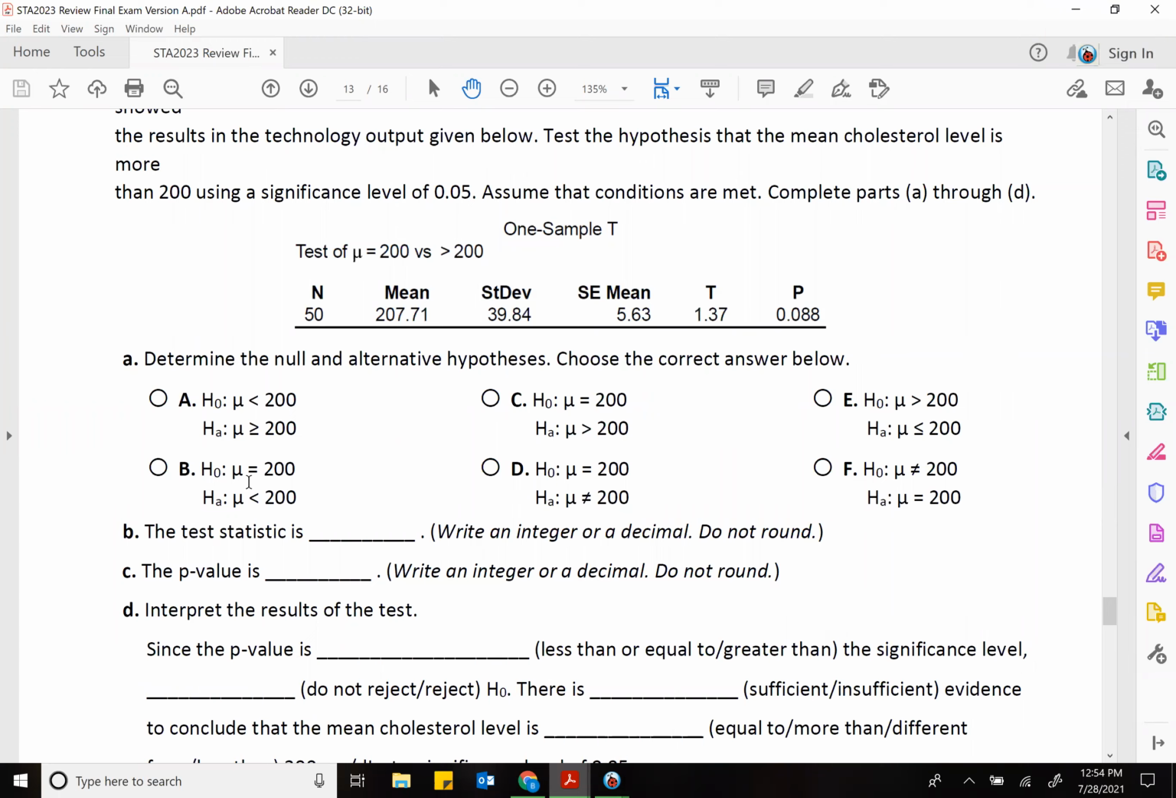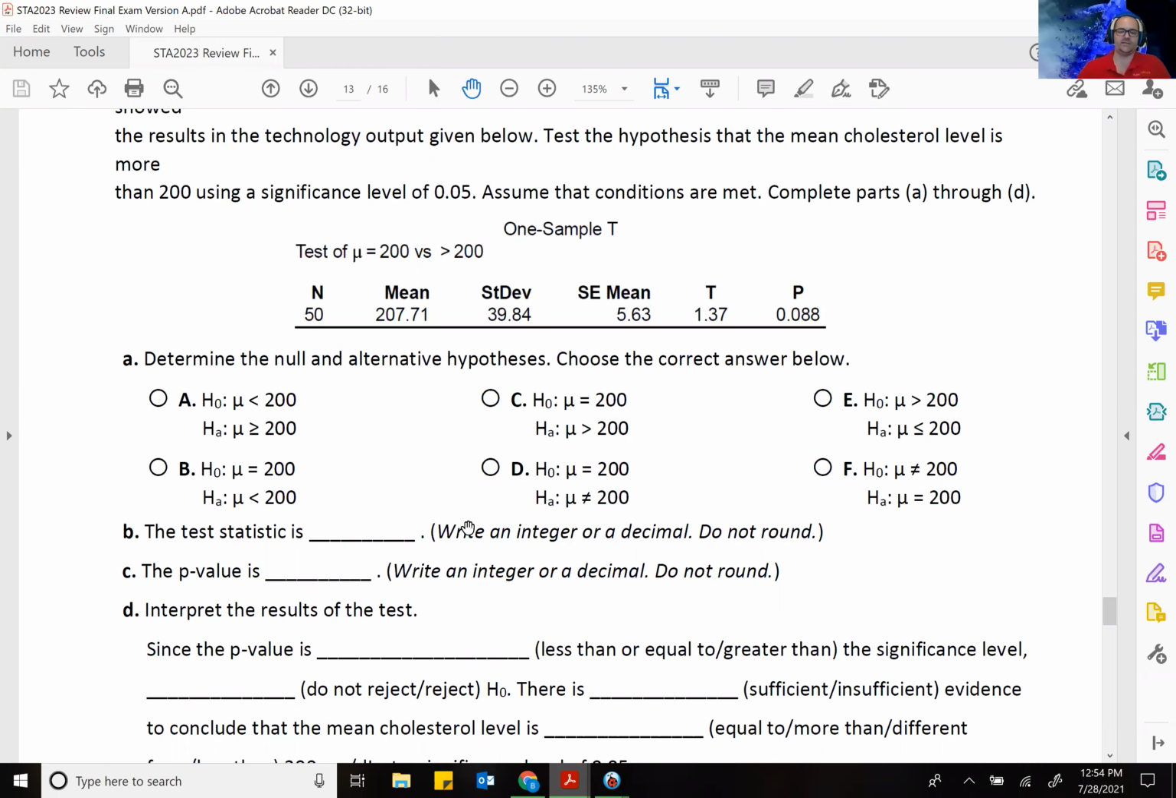1.37. Good job. That's just reading the output. C. 0.088. Okay. Perfect. And then now we're on to the interpret.